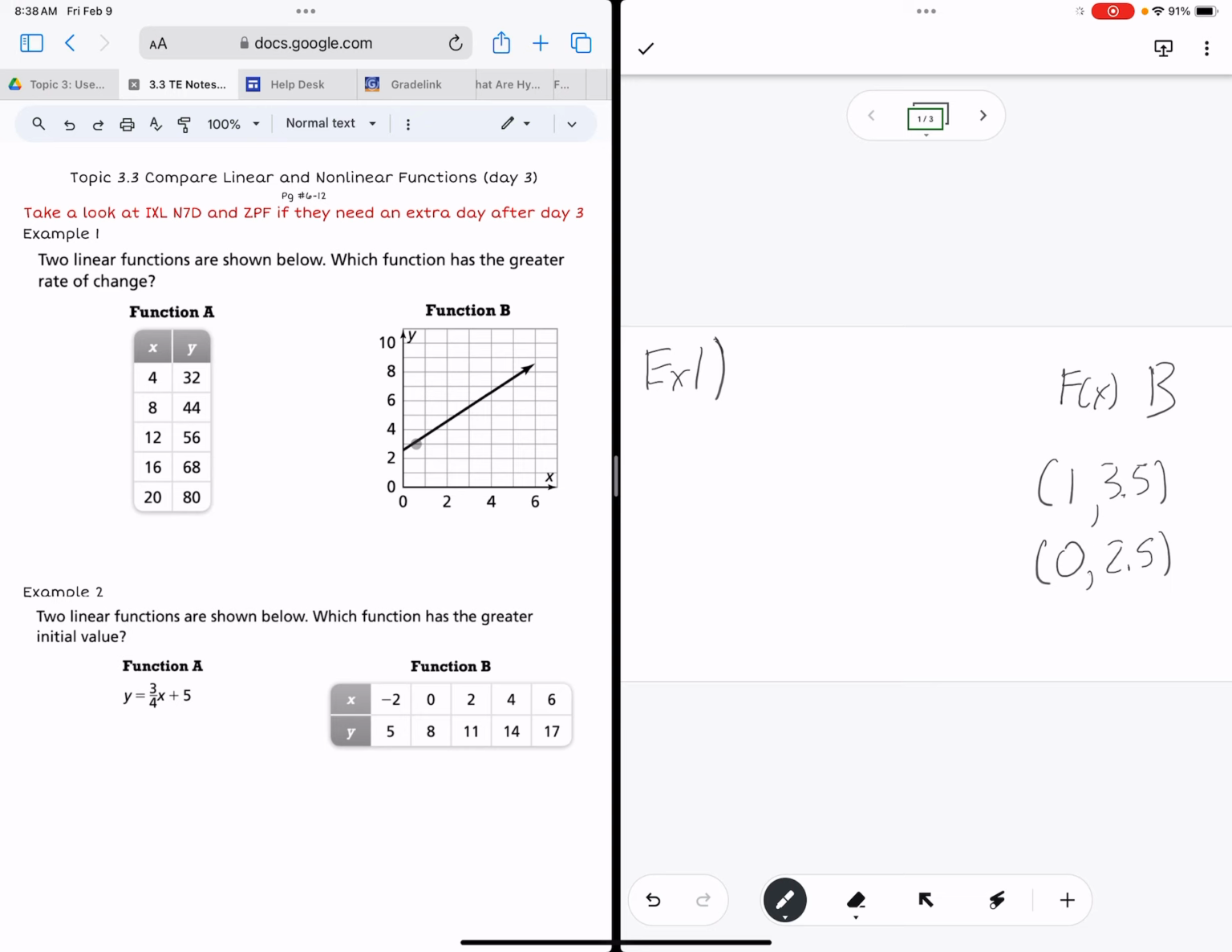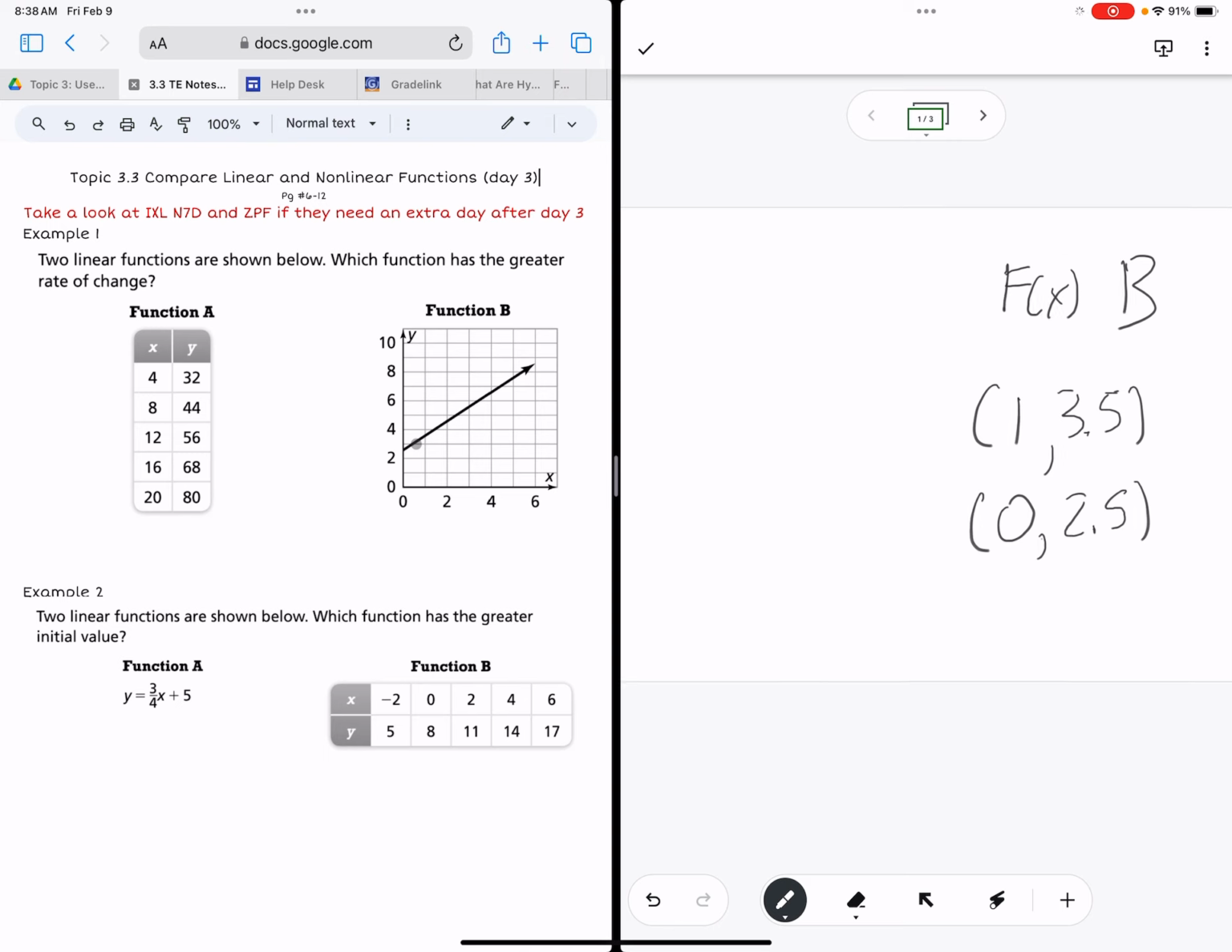So we have our points here, and we got to plug them into our slope formula. So we're going to go x1, y1, and we'll do x2, y2. And we'll just go ahead and subtract like normal. So we'll have 3.5 minus 2.5, and we'll have 1 minus 0, which means my slope equals a nice perfect 1. Slope equals 1 for function b.